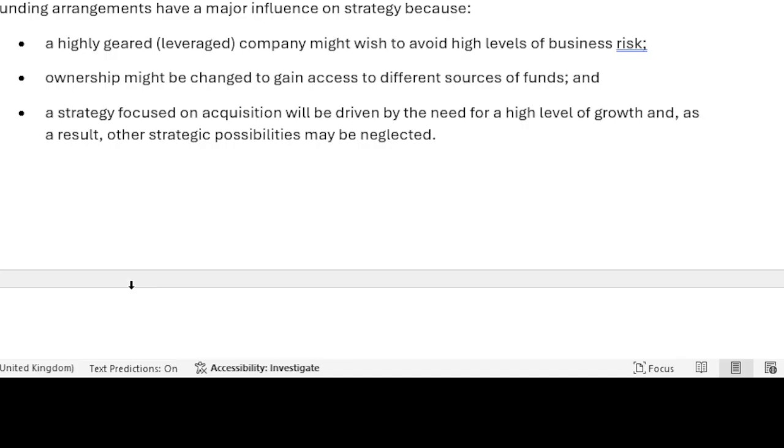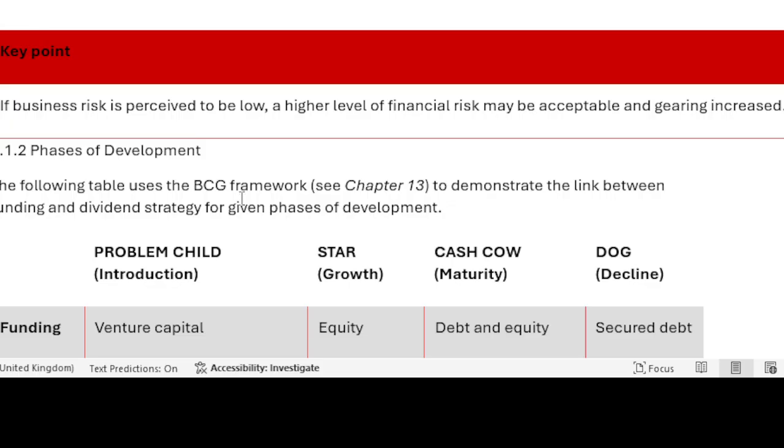Then we can also look at influences from the ownership, which may be changed to gain access to different sources of finance. If you're a private company and you don't have enough resources, but you're willing to take on a partner, and you have 100% shareholding, you're going to have to lose, let's say, 40%. You're going to lose some of the ownership to a different person who is going to give you the funds. Then also, a strategy focused on acquisition will be driven by the need for a high level of growth, and as a result, other strategic possibilities may be neglected. So those are the major influences that we will have when we are trying to get a funding strategy in place.